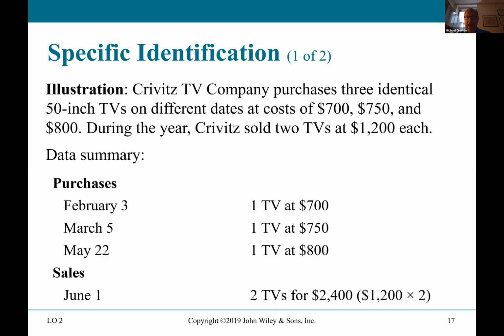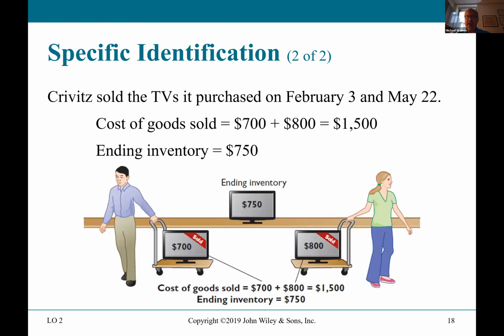So again, let's look back here. We have 3 items. We know specifically which ones we sold: the 3rd and the 22nd. Again, cost of goods sold is $1,500. The value that's left over, that's still in inventory, is that one from March 5th at $750. So we need to know 2 things: what is the cost of goods sold and what is ending inventory? And under specific ID, we can do that. Again, we only have 3 items, so it's pretty easy to figure out.